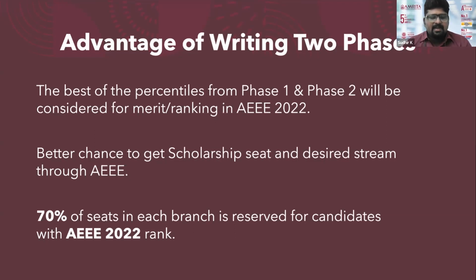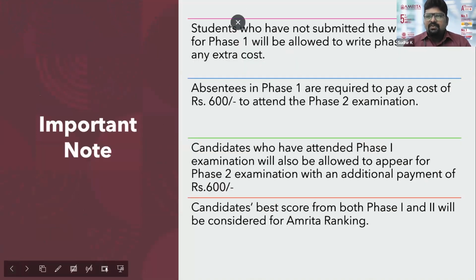I know you might have questions, like if I don't want to write phase 1, can I write phase 2, or if I write phase 1, can I write phase 2 again? You can do it. What is the process? I will tell you. If you are not submitting willingness today, because you are not interested in writing phase 1, don't worry. You will be allowed to write phase 2 without any extra cost, with the same application.